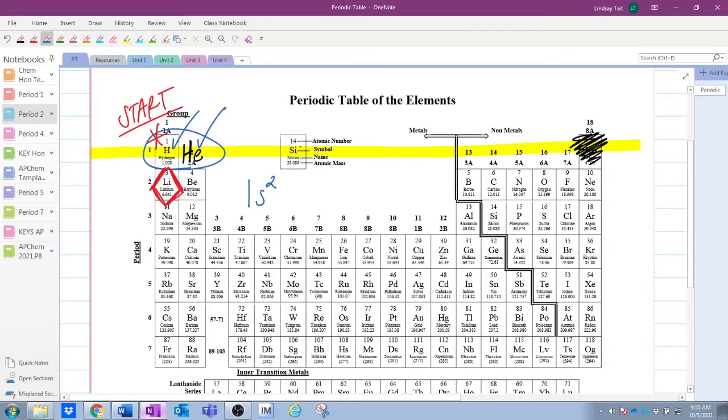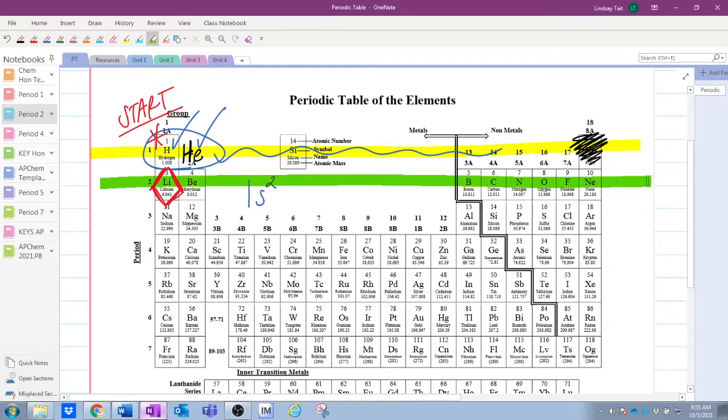All right, and then if I go along here, guys, there's nothing else on the first row. The first row is done. So now I'm going to move down to the second row. On the second row, the first sublevel, reading from left to right, is going to be right here. And I name it: second row, S block. That is the 2s sublevel.